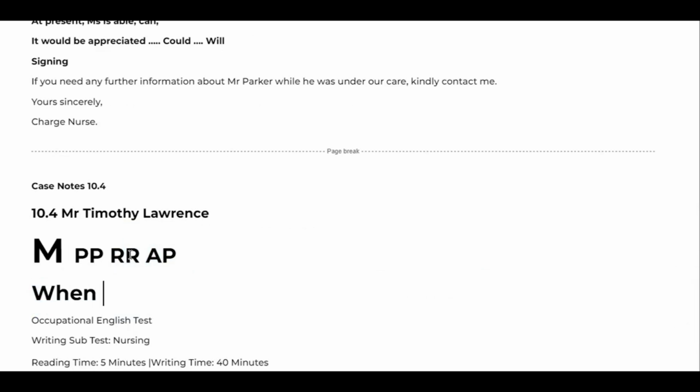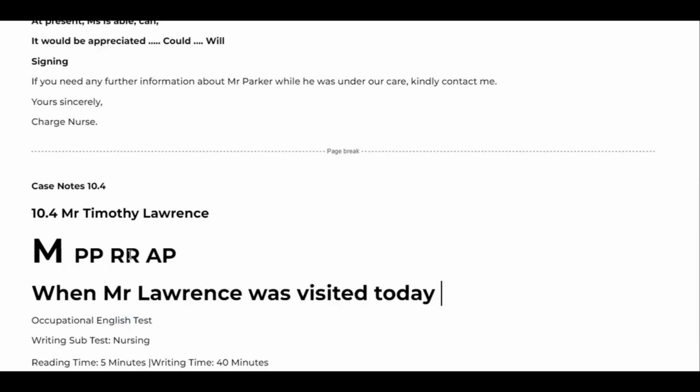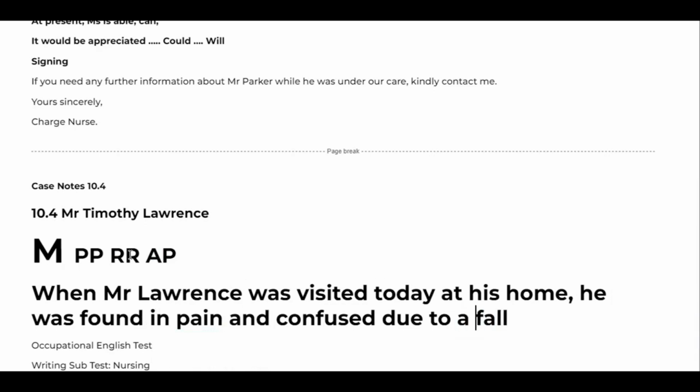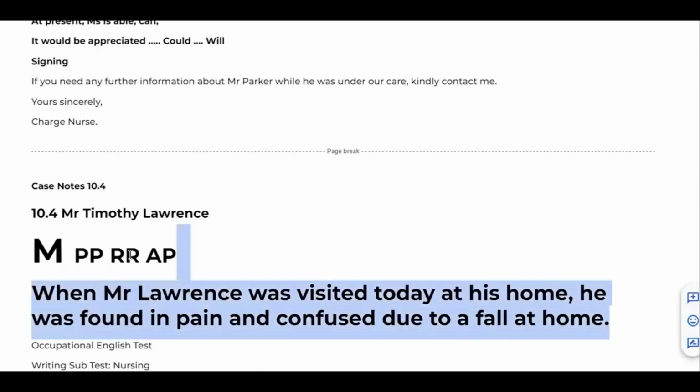Suppose you visited the patient: when Mr. Lawrence was visited today at his home, he was found in pain and confused, whatever you want, confused due to a fall at home. See, this is the way we write. This is about, suppose, a visiting condition.